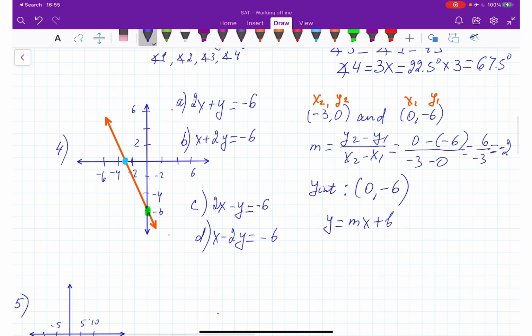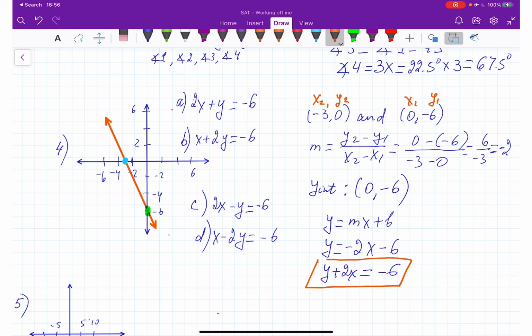All right, so for the linear equation y is equal to mx plus b, we can write down y is equal to, my m is -2x and my b is -6. Okay, since the A, B, C, D answers are in the general form, which means x and y on one side, let's move x and y to one side. It's going to be y plus 2x is equal to -6, which is going to be A, correct? So we get the answer A. Question number 5.